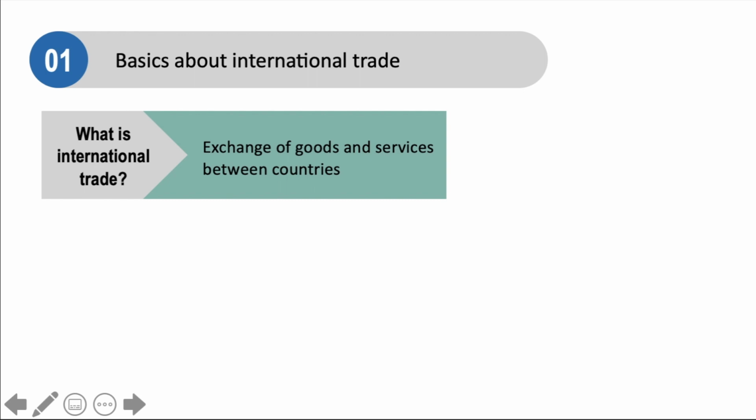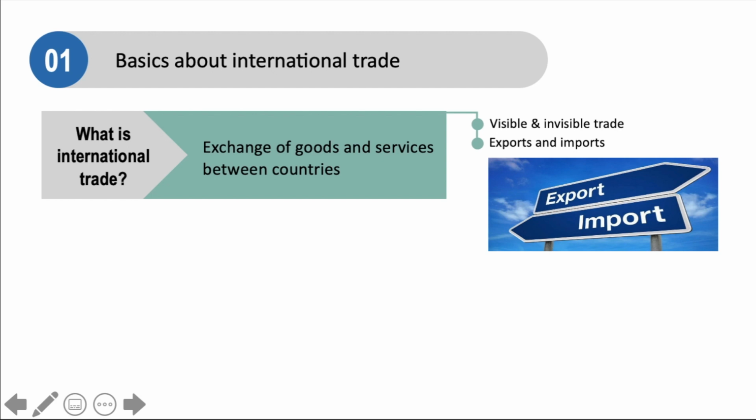We have visible trade, which refers to buying and selling of solid and tangible things between countries, while invisible trade refers to services. And international trade consists of goods and services moving in two directions, which are what we call exports and imports. Exports are those goods that are flowing out of a country and sold overseas, while imports are those goods that are flowing into a country from abroad.